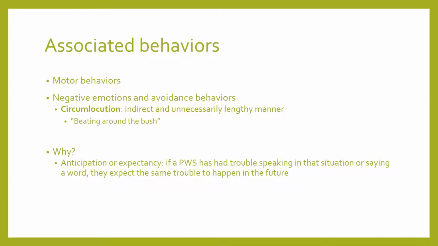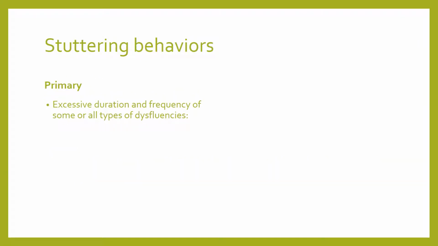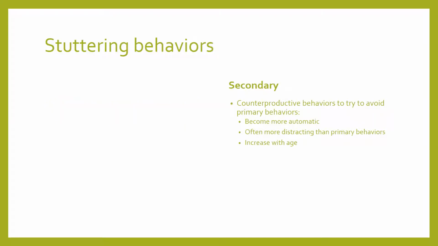So why they develop these associated behaviors all goes back to that anticipation or expectancy. So if they've been a person who stutters for a long time, then they expect in certain situations or saying certain words that they're going to have that same trouble with stuttering in the future, and they're going to find ways to avoid it. And so when we classify these different behaviors, we have our primary behaviors, that's the excessive duration and frequency of the different disfluencies. And then we have our secondary behaviors, which are those counterproductive behaviors that they're using to try to avoid the primary behaviors.